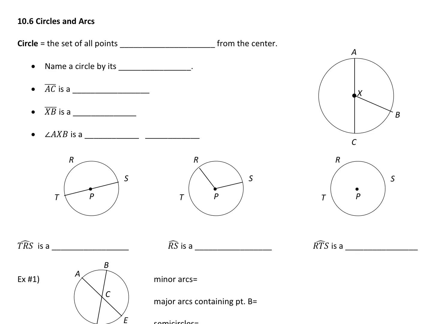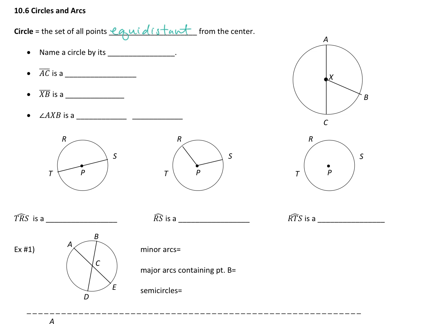A circle, by definition, okay? The definition of a circle is the set of all points equidistant from the center, okay? So if you look here, every point that's the same distance away from X makes up our circle, right? A point here, a point here, a point here, all the way around, that makes up our circle. That distance from the center to the circle is called a what? A radius. It's your radius, okay?